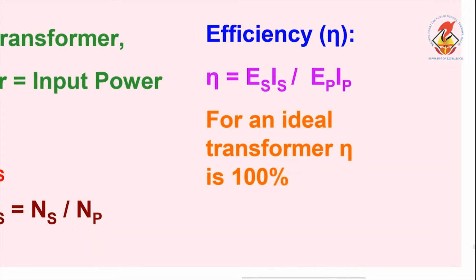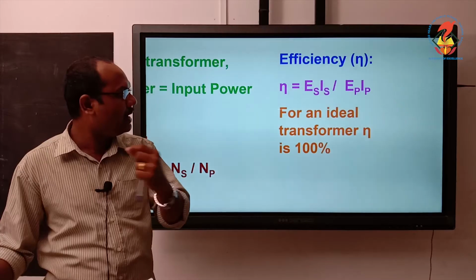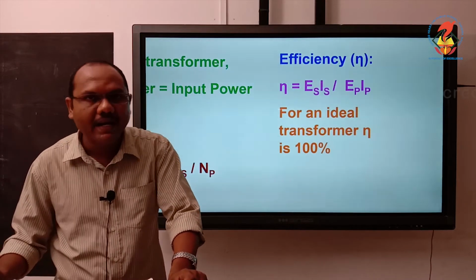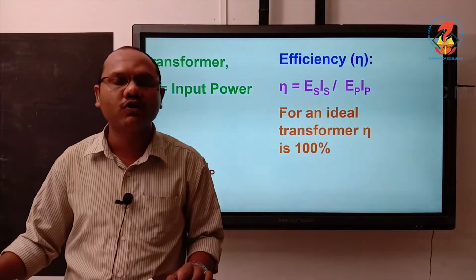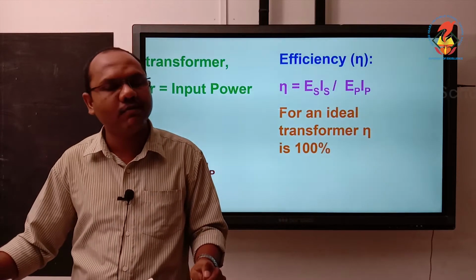Now efficiency of the transformer. Efficiency is denoted by the letter eta, and eta is equal to ES IS divided by EP IP. And for an ideal transformer, the efficiency is 100%. Ideal transformer meaning there is no loss of energy in any manner, perfect condition. At that time efficiency is 100%.